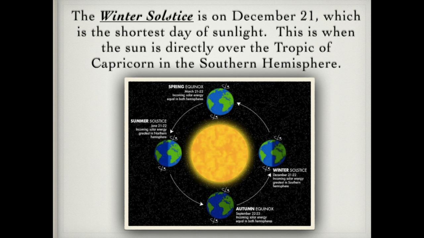And this is basically how the Earth is tilted, and the sun is focusing more on the southern hemisphere. While at the summer solstice, the Earth is tilted towards the sun and is focused on the northern hemisphere.